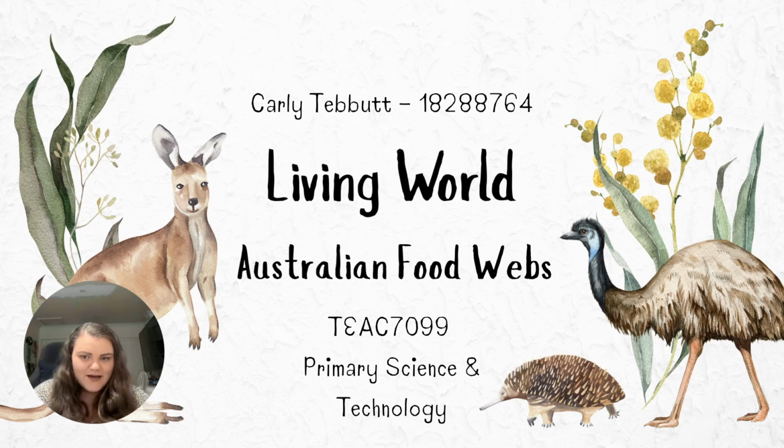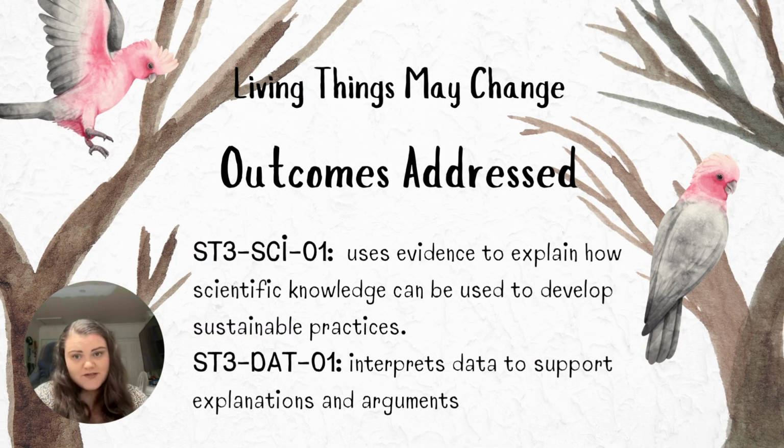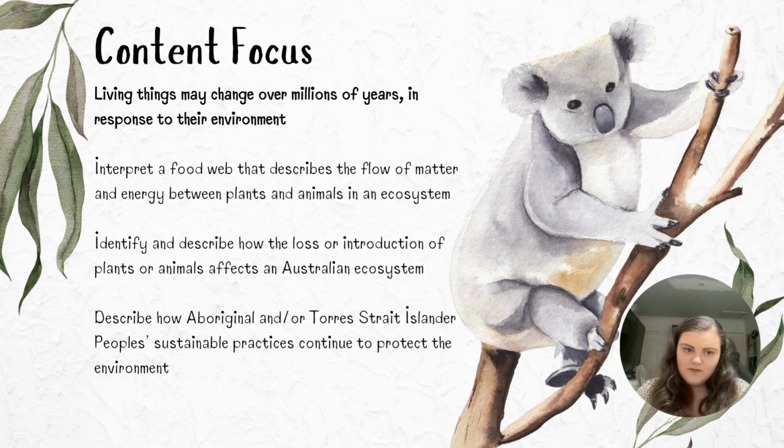Hello, this assignment is intended to demonstrate a construction of a working model that Year 6 students may create to demonstrate key understanding of concepts. The main topic that is addressed is living things may change over millions of years in response to their environment. The outcomes addressed are the use of evidence to explain how scientific knowledge can be used to develop sustainable practices, and interpreting data to support explanations and arguments.